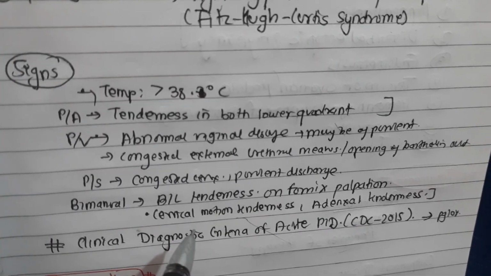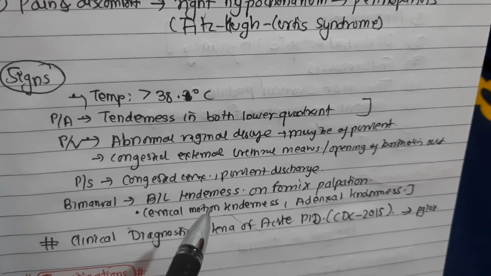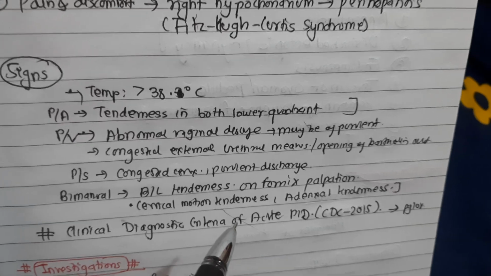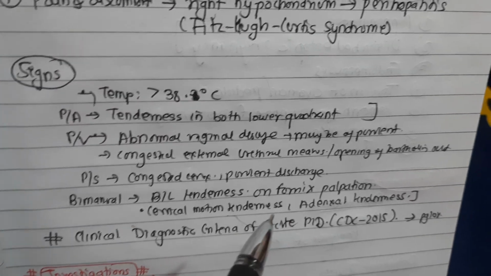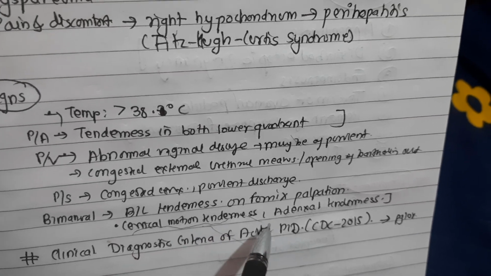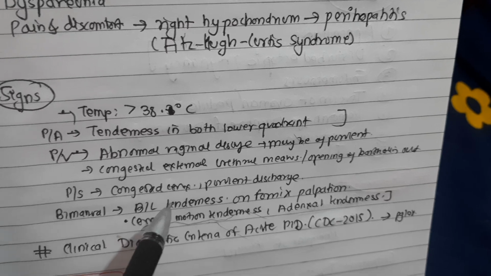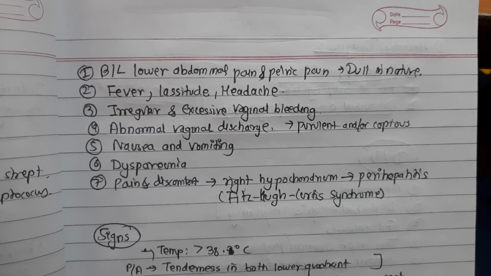And bimanual examination results in bilateral tenderness on fornix palpation, which increases more with the movement of the cervix. We have to remember this point: there is cervical motion tenderness and adnexal tenderness on bimanual examination. So that was about signs and symptoms, and let's revise it again in short.